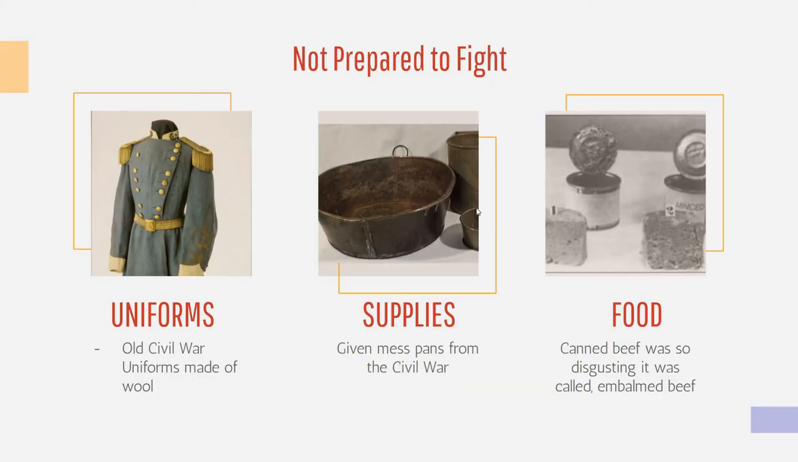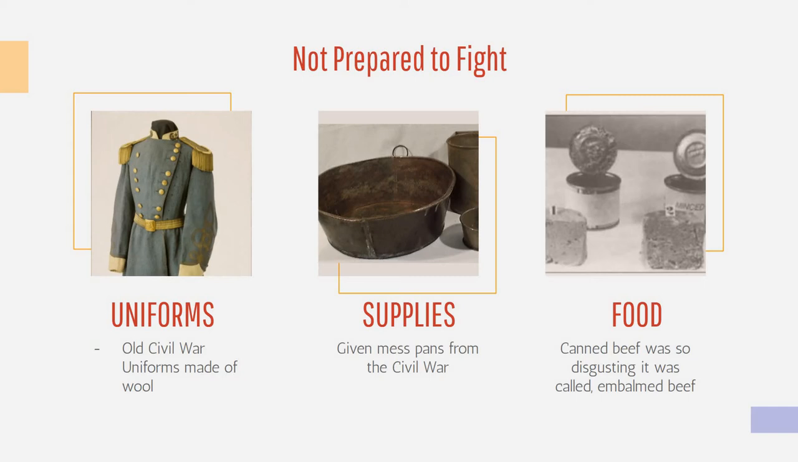So one of the first things here is that the United States soldiers, they weren't prepared to fight. The last major war that the United States had fought was the Civil War, which is about 30, almost 40 years ago at this point. And so these uniforms and a lot of supplies and stuff are from the Civil War. So imagine today if soldiers were fighting with equipment from the 1980s. That's the equivalent of what these soldiers were doing.